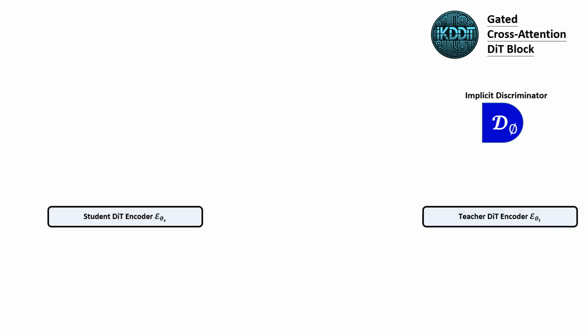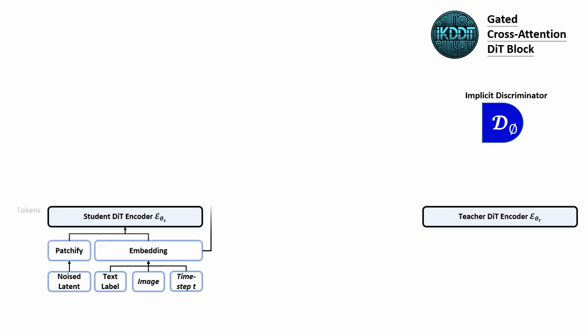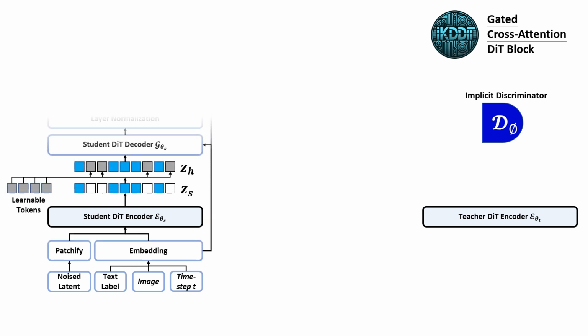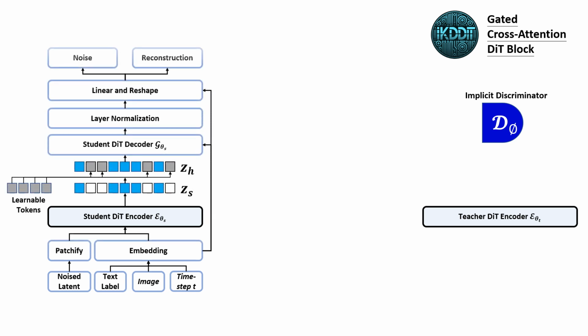Next, I will introduce another key contribution of this paper: gated cross-attention for diffusion transformers. The student DiT encoder takes noised latent patches, together with text labels, images, and time step information, and embeds them into tokens. These tokens are processed through transformer layers, where operations, such as patch embedding and layer normalization, help stabilize training and improve representation quality. The encoded tokens are then passed to the student DiT decoder, which performs both denoising and reconstruction.